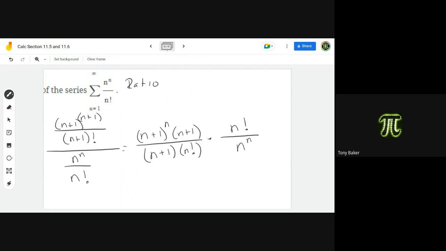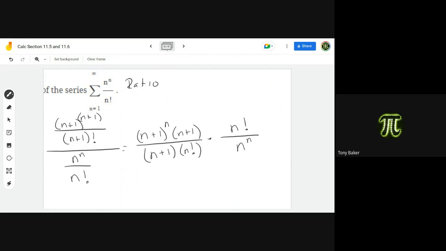All right, so let's look at how I broke this apart. Same thing I did with the 3. Whenever you have n plus 1 up in the numerator, you can split it into two parts. You have the n piece, and you have the one with just the 1. So that's how I got the (n plus 1) to the n, and just the n plus 1.